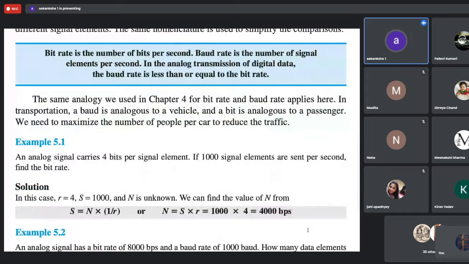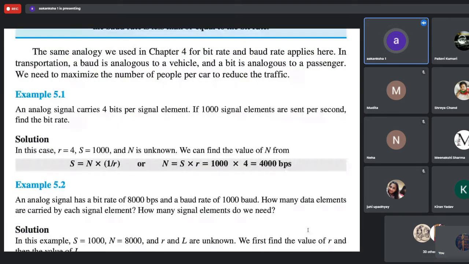So next is just an example, a numerical. An analog signal carries 4 bits per signal element. Now just see, it is related to the example we just did. An analog signal carries 4 bits per signal element. Now each individual signal can carry 4 bits of information, and 1000 signal elements are sent per second. Find the bit rate. So how many bits can be transmitted per unit of time?